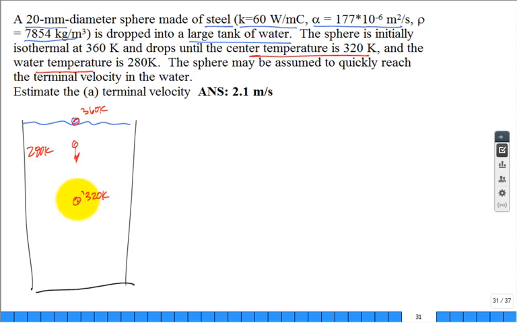Okay. The sphere may be assumed to quickly reach the terminal velocity in the water. What do they mean by the terminal velocity? Does that mean the sphere floats? You know, sort of like a dead person, deceased. It's a terminal case. No. So what is that terminal velocity? It's going to fall at steady state at a constant speed, and that's our terminal velocity. How do we calculate that terminal velocity? Part A. And we calculate it to be around 2.1 meters per second. Complete review of fluid mechanics.